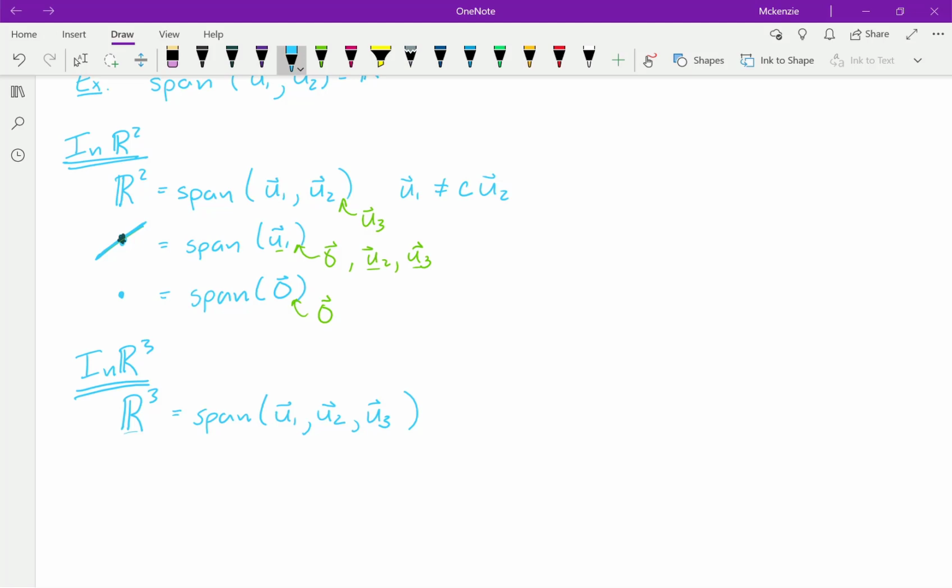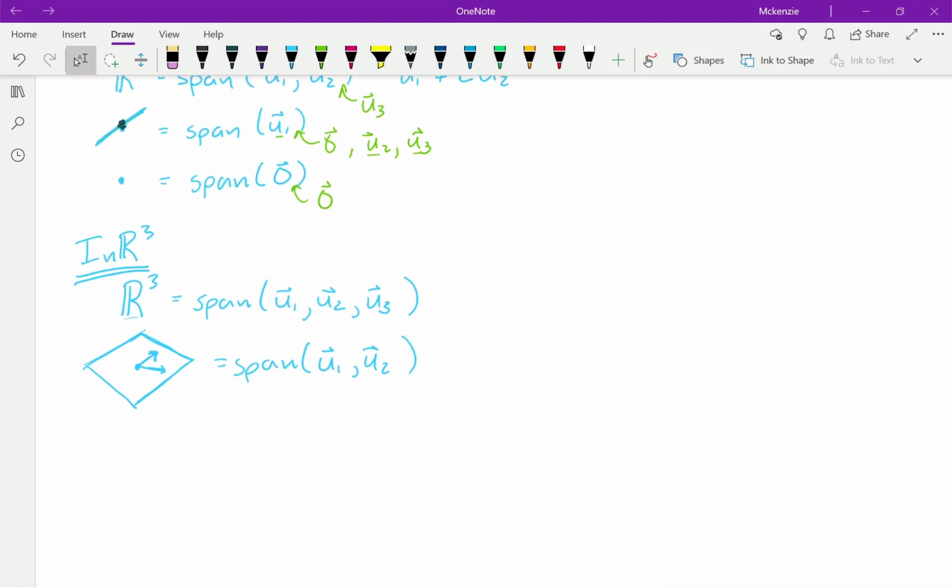Right. And then we could just get a plane if, say, we had 3 vectors that were all on the same plane. It has to contain the origin. And if we have 2 vectors, we're going to get this. So this is the span of U1 and U2, as long as they're not multiples of each other. This works a lot like R2. If these were multiples of each other, what would we get? Well, we'd just get a line.